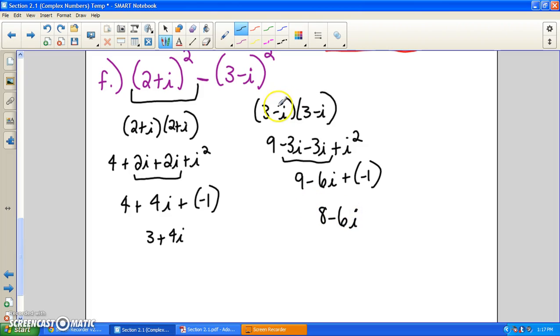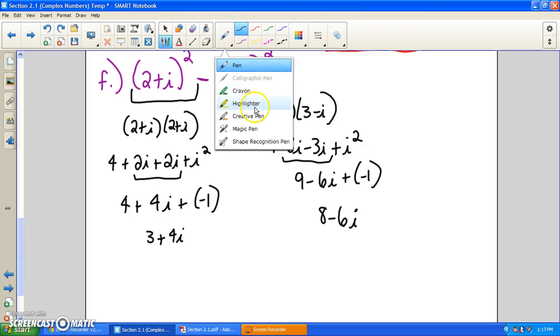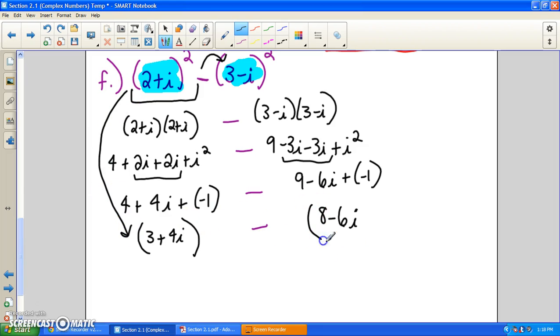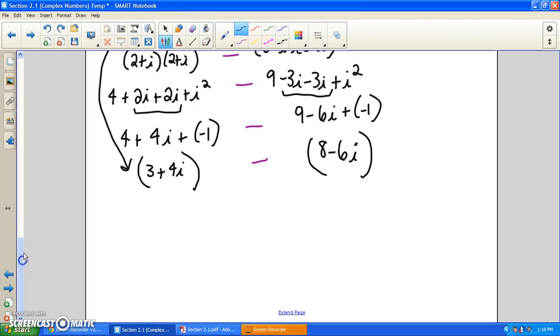Now this is where we have to be careful. We FOILed this side out, and we FOILed this one out. But look what's in between these two parentheses. There's a minus sign, which means there's technically going to be a distributive property here. So this 3 plus 4i is still in parentheses. It's all of this squared minus all of this squared. So we have to turn this into a distributive property, but you want to fully simplify before you do that.